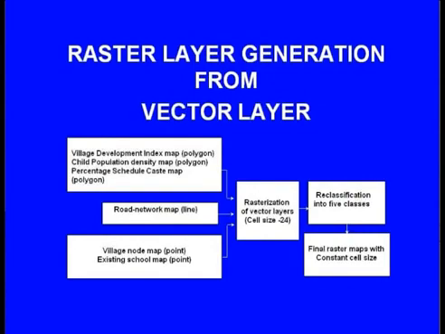Based on the raster generation, we can now find out the village development index in the form of polygon, child population index, density map and percentage schedule caste maps which are there. Combine these with the road network map and the existing village and school map, we do the rasterization and classify the information into 5 classes for subsequent analysis.